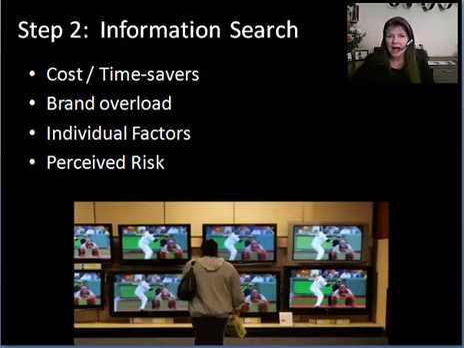Step 2, other factors that can influence the information search. Some of them are individual factors. Okay, so young people who are educated and middle income and have a moderate level of product knowledge tend to perform the most information search. Again, that's young, educated, middle income, and only moderate product knowledge.